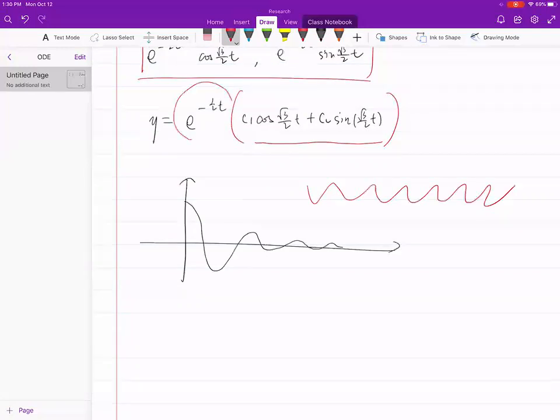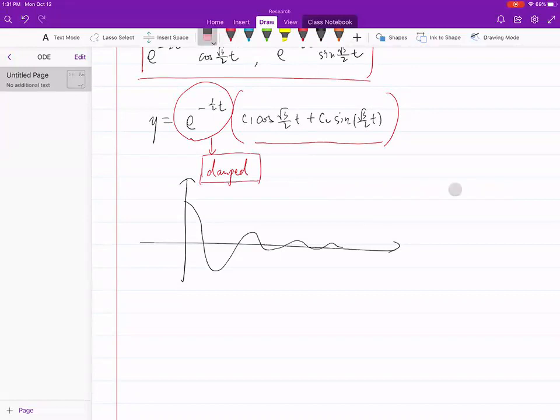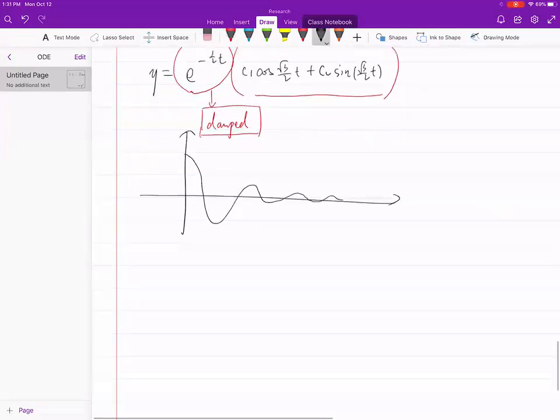The damped part comes from here. Why? Because as t goes by, the amplitude of your sine cosine becomes smaller. That's why you keep oscillating, but weaker and weaker. So this is the damped part. Okay, so the imaginary part gives you oscillation. The real part gives you the damping. Sounds good?